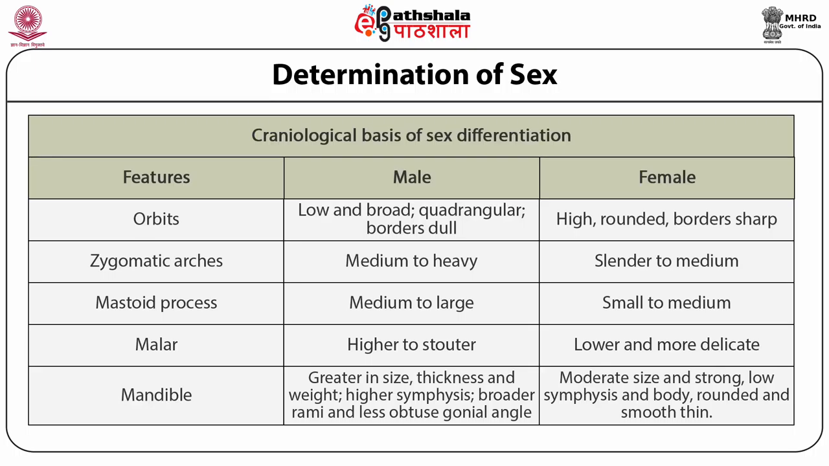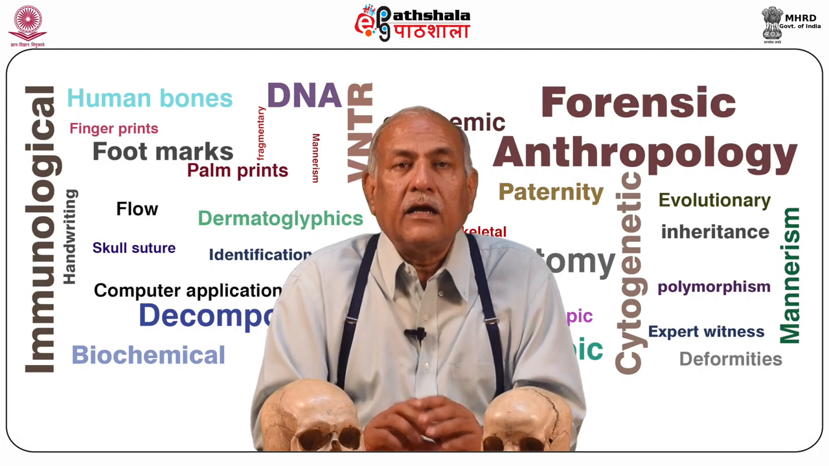These are also very important characteristics to differentiate between the male and the female skull. The skull vault is curved in the case of males, whereas the skull vault is flat in the case of females, because the frontal and the parietal eminences come to one height, both the eminences in the case of female. That's why the skull vault becomes flat.